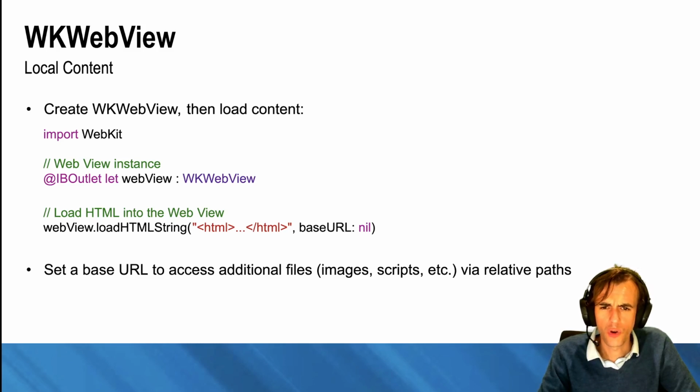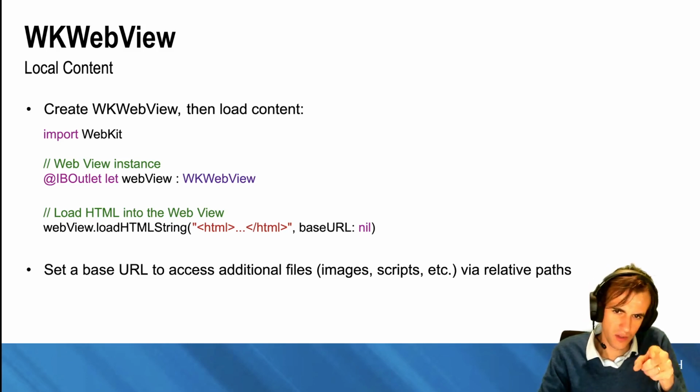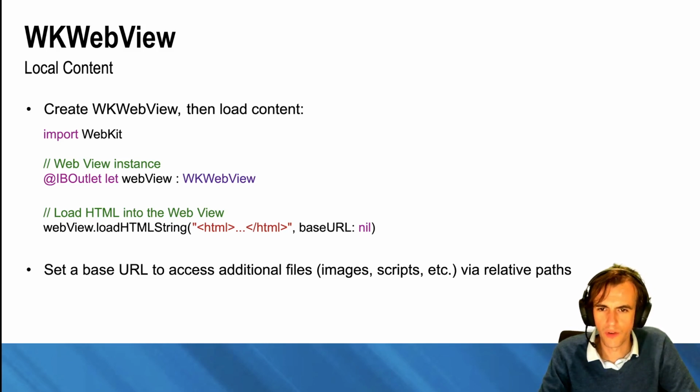And you can optionally also give it a base URL. This is a URL within your app bundle. If the web page had, say, an image tag that referred to a particular image file, then it would look for that image file inside this base URL that you specified. So you can give a whole bunch of images or scripts or whatever, put them in a particular place, and access them in this way.